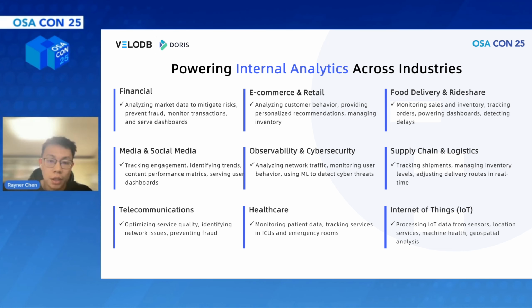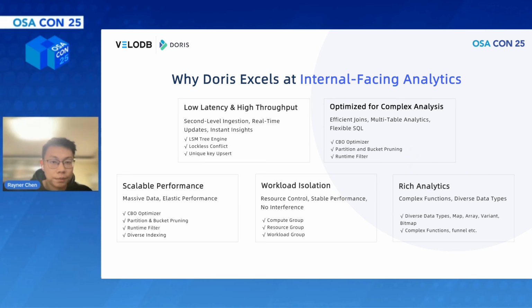We're also critical in observability and cybersecurity, analyzing network traffic or using machine learning to detect threats. In supply chain and logistics, we check shipments and adjust delivery routes in real time. Even in healthcare and telecommunications, Doris is used for monitoring patient data or optimizing service quality. And of course, for handling IoT data from sensors and location services.